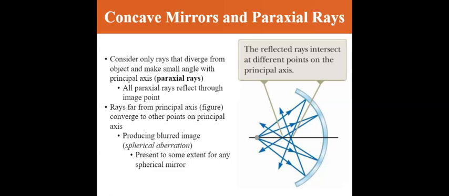It's worth pointing out, though, that I know we said that the reflected rays converge to form an image, and that is true for rays that are close to the principal axis. So from an object, you can draw many light rays coming out at many angles, but only those that make a small angle with the axis, called paraxial rays, will actually converge through the image point.